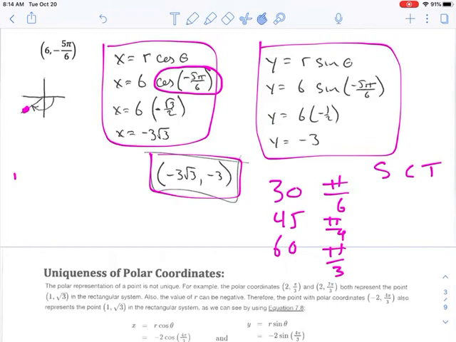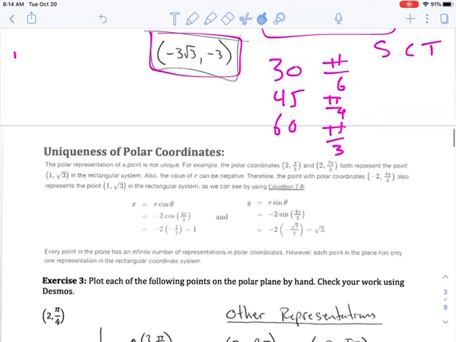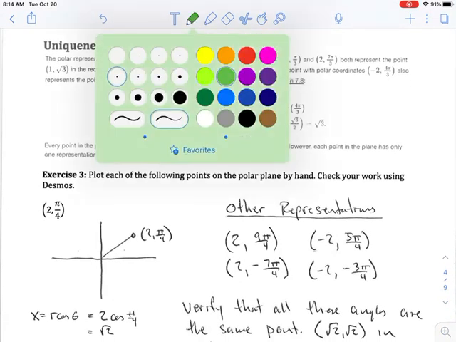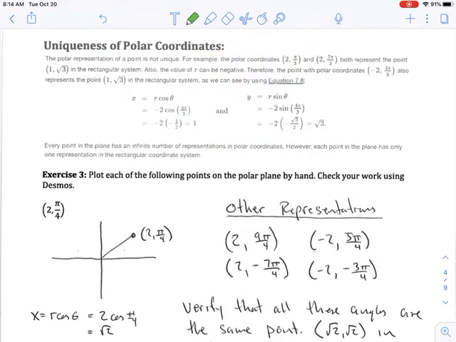All right, next thing here is the uniqueness of polar coordinates. Now, some of you may have been thinking, as we're going through some of these problems, that there might be more than one way to express an angle. And as it turns out, there is more than one way to express an angle. So that's what this section on the uniqueness of polar coordinates is all about. You can read through that in the textbook for a fuller analysis of that. But let's just go through and do a couple of exercises just to see that this is true.